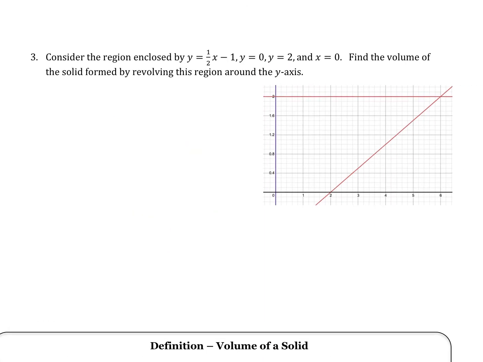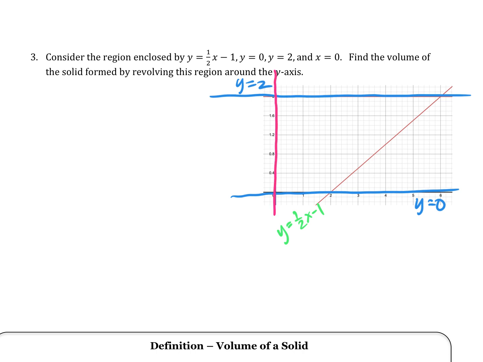Here we go. Consider the region formed by 1/2 x to the minus 1. You down with that being here? Ooh, Kit Kat. I got you. It does have a little angle to it. Y equals 0. Y equals 2. And x equals 0. So many things. X equals 0. You guys, they want us to revolve this about the y-axis again.